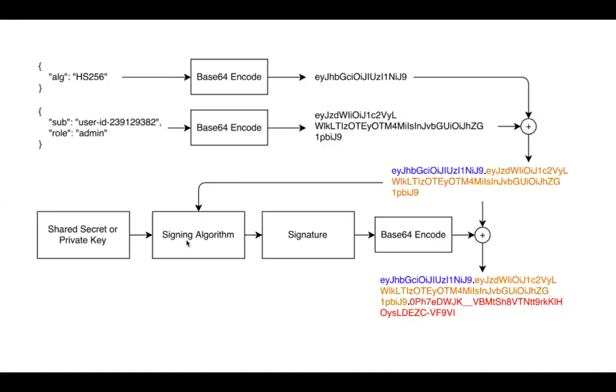So see, for example, here, this is the header. You use base 64 encoding, you get this string. This is your payload. You encode that too. You get this string. You combine it with the shared secret or private key. Use the signing algorithm. You sign. The signature itself is encoded, added, and this is how you get the 3 parts. And whenever a request is sent, this whole text is sent along with the request.